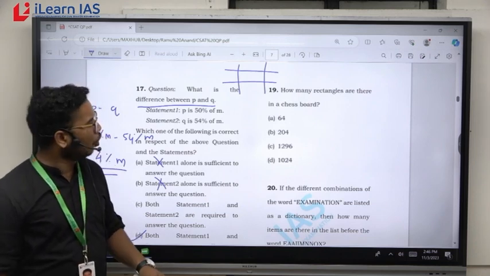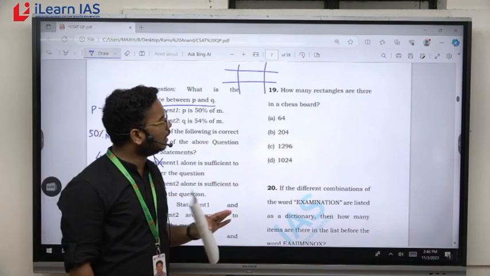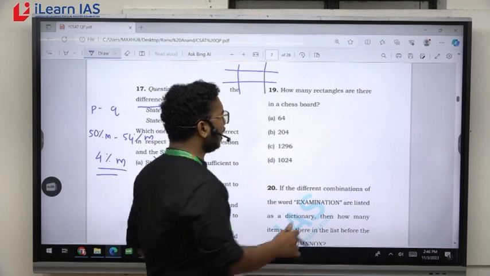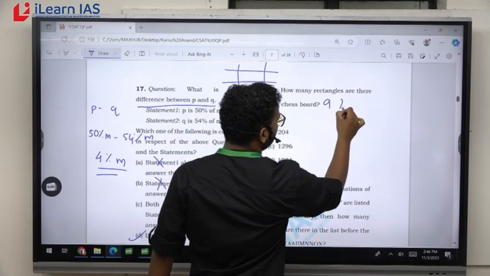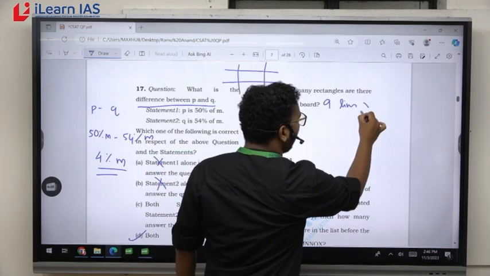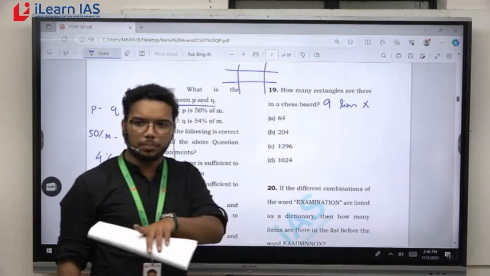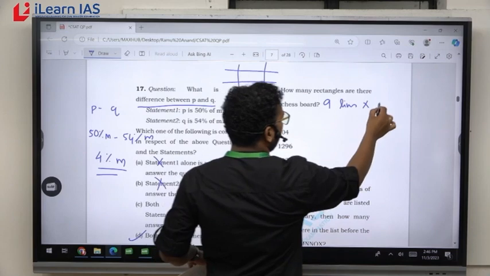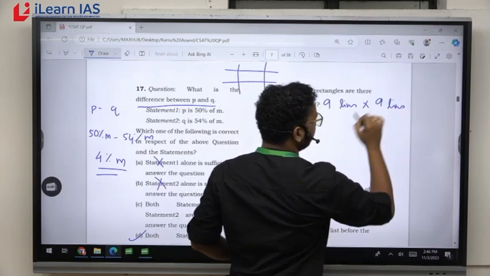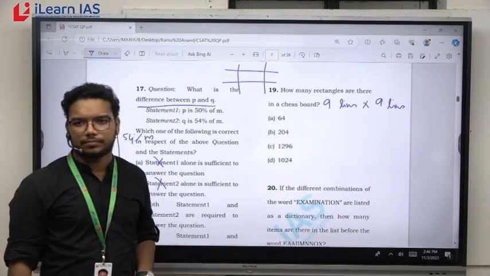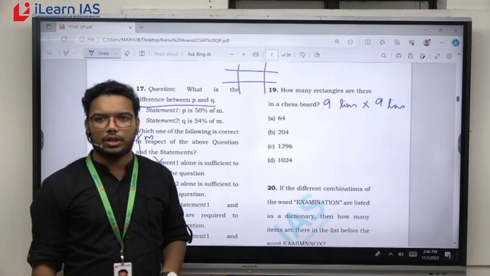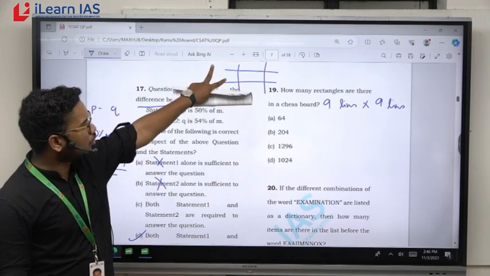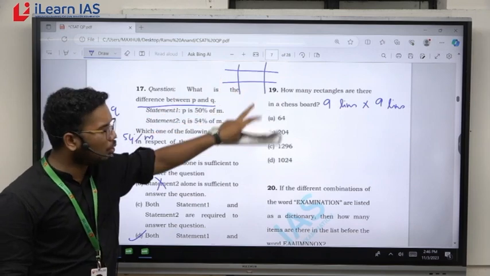Okay. Now, how many parallel vertical lines are there in a chessboard? We have 9 vertical lines. We have 8 cubes. So we have 9 vertical lines and 9 horizontal lines. So, we need to choose 2 vertical lines and 2 horizontal lines.